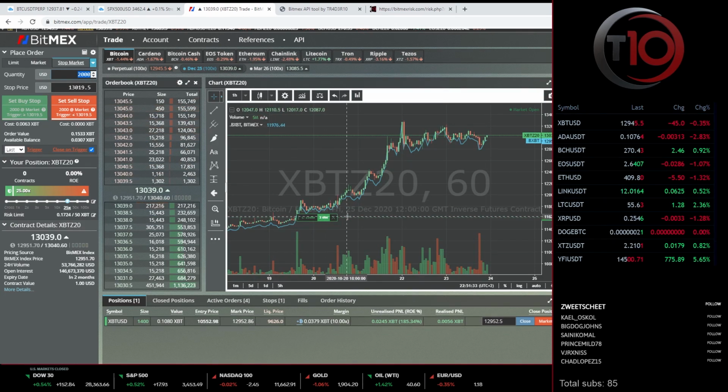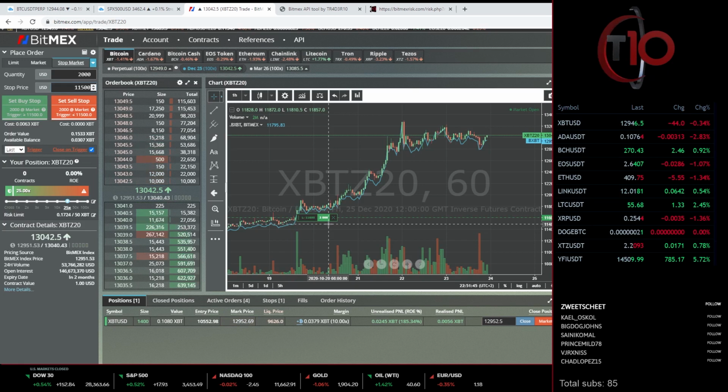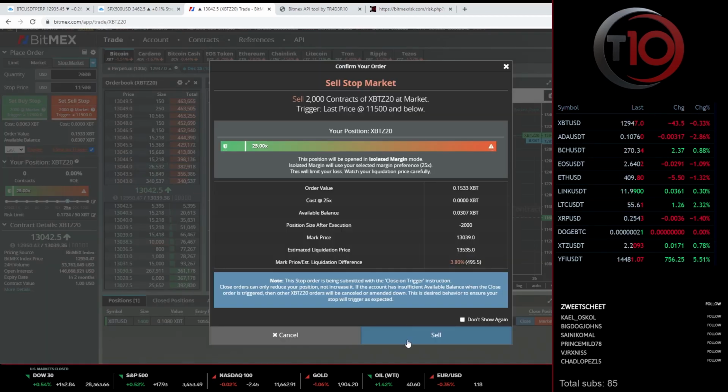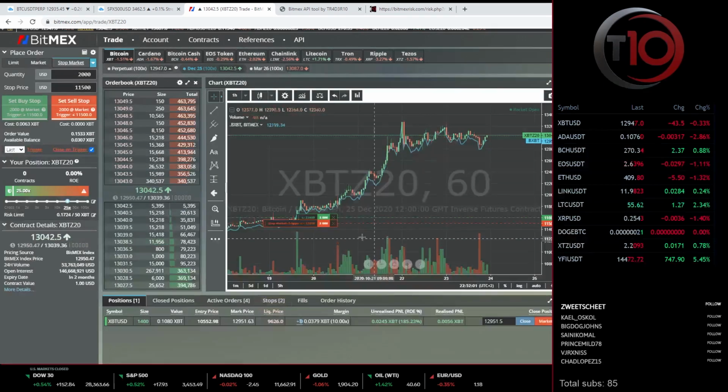If I place my stop loss at 11,500 and click on set as sell stop, because when price goes below here, I don't want to buy more, I want to sell. So this is a market order. So when price reaches 11.5, Bitmex will just do a market sell of the position to close it. So I can do this, sell, place.